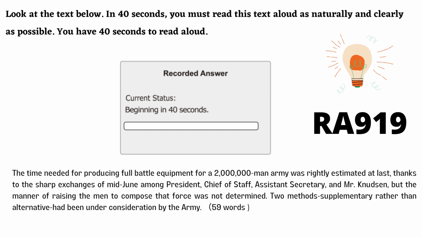The time needed for producing full battle equipment for a 2 million-man army was rightly estimated at last, thanks to the sharp exchanges of mid-June among the President, Chief of Staff, Assistant Secretary, and Mr. Knudsen, but the manner of raising the men to compose that force was not determined. Two methods, supplementary rather than alternative, had been under consideration by the army.